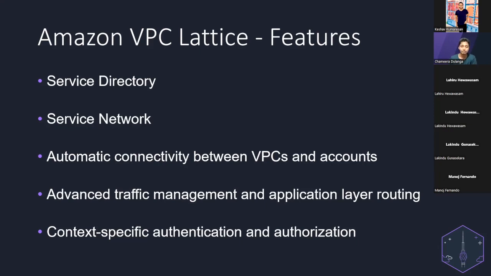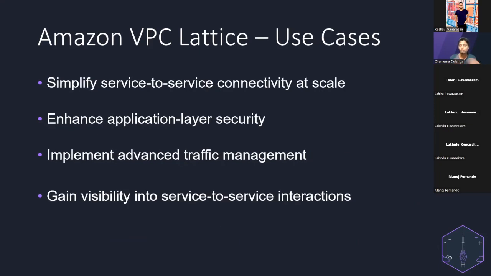When it comes to use cases, there are a couple of common ones for VPC Lattice. For example, you can simplify service-to-service connectivity at any scale and enhance application layer security. Furthermore, implementing advanced traffic management and gaining visibility into service-to-service interactions are some of the common use cases of Amazon VPC Lattice. So that's basically the overview of Amazon VPC Lattice and the features announced at the re:Invent event last year.